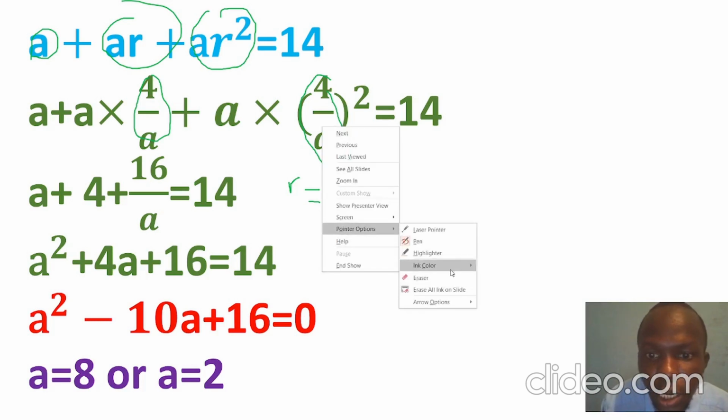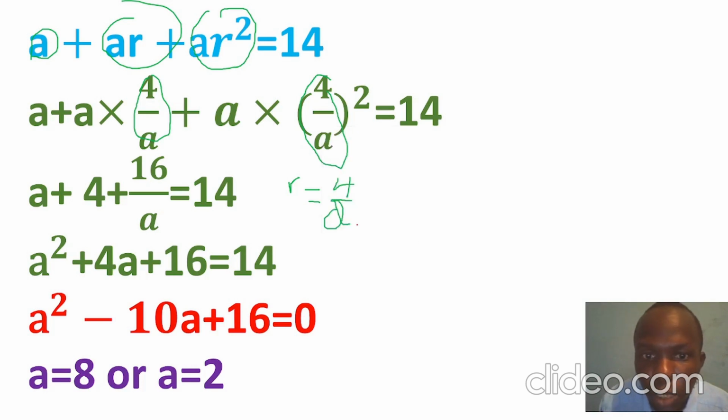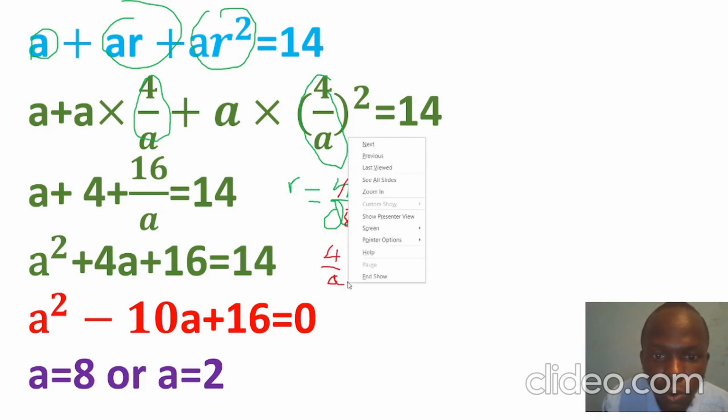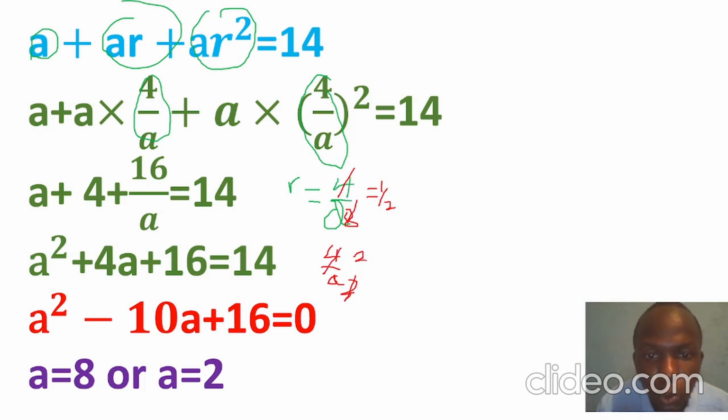Where we have A, we substitute with 8, and then cancel, you get a half. Or if it is 2, 4 over A, we cancel, then we get 2. So the second value of A is 2, as shown in the next part.